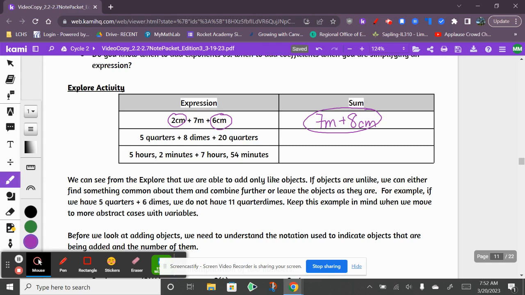When we look at the next one, it says 5 quarters plus 8 dimes plus 20 quarters. So the quarters we can add together, so we can have 25 quarters, and then we would include the dimes separately, so plus 8 dimes. And looking at the last one, it has 5 hours, 2 minutes, plus 7 hours, 58 minutes. So we would be able to add the hours together to get 12 hours, and also then include the minutes. So 2 and 54 would give us 56 minutes.